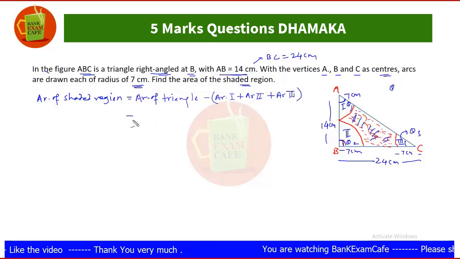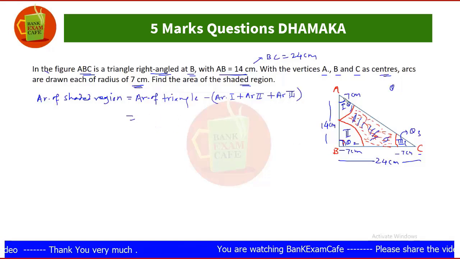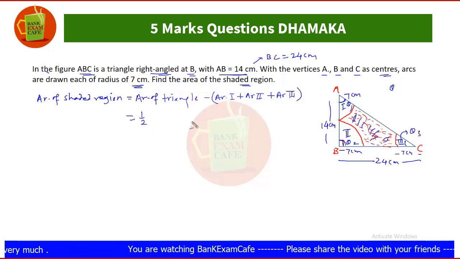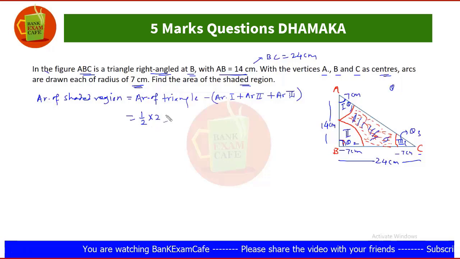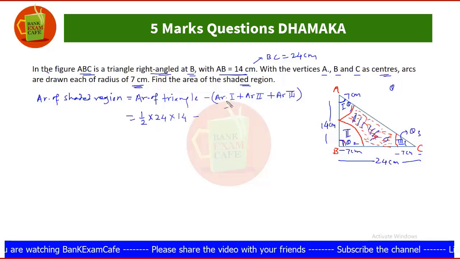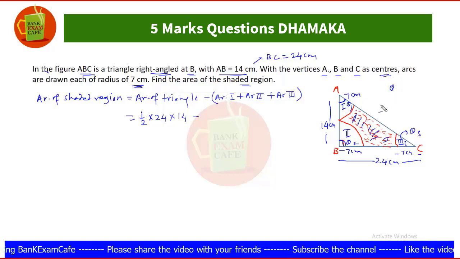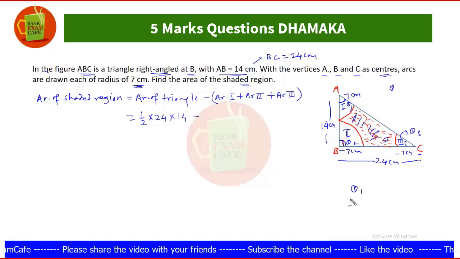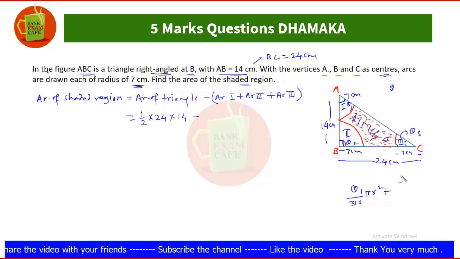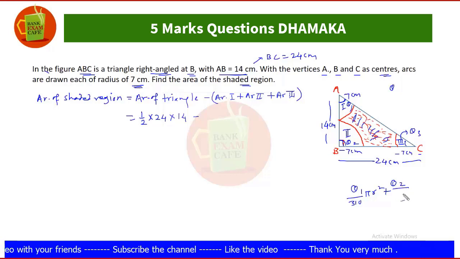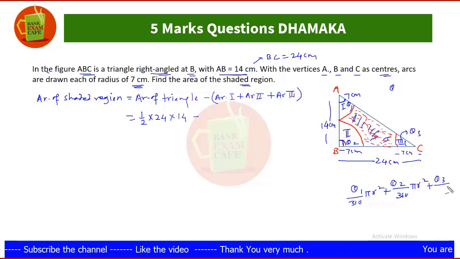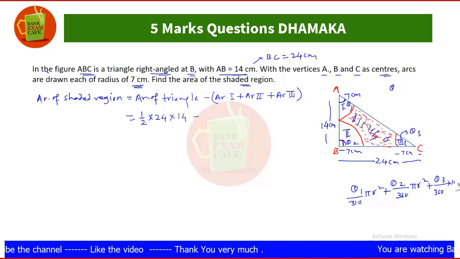So here area of triangle ABC can be calculated as 1/2 base into height. So it will be 1/2, base is 24 into height is 14, minus area of sector 1 will be equal to theta 1 upon 360 into pi r square, plus area of sector 2 will be theta 2 upon 360 into pi r square, plus theta 3 upon 360 into pi r square.